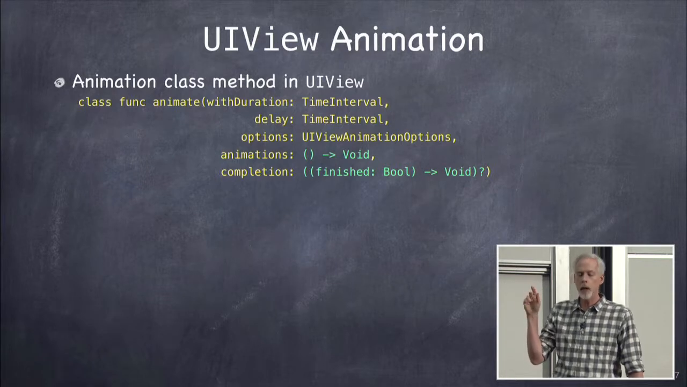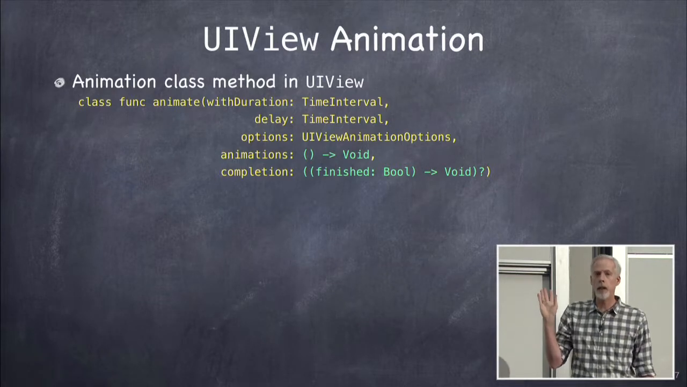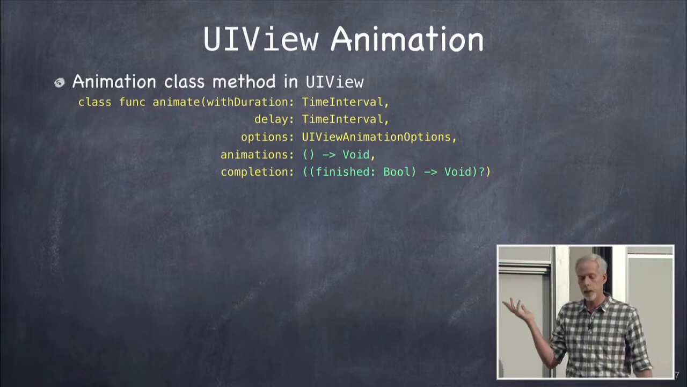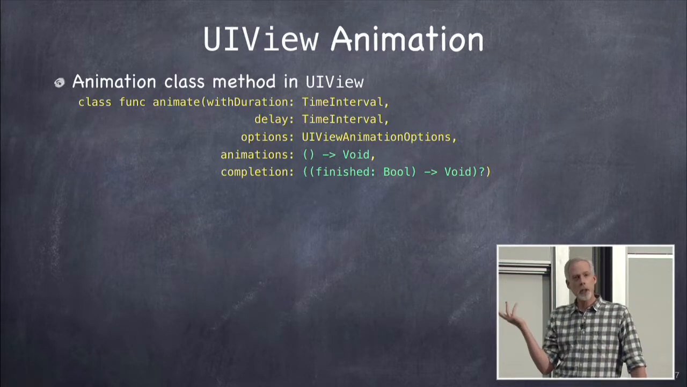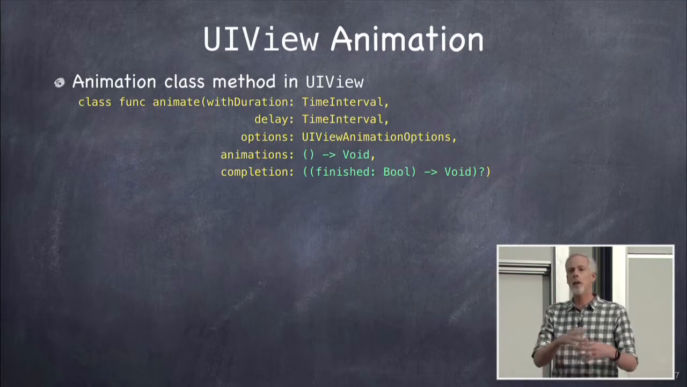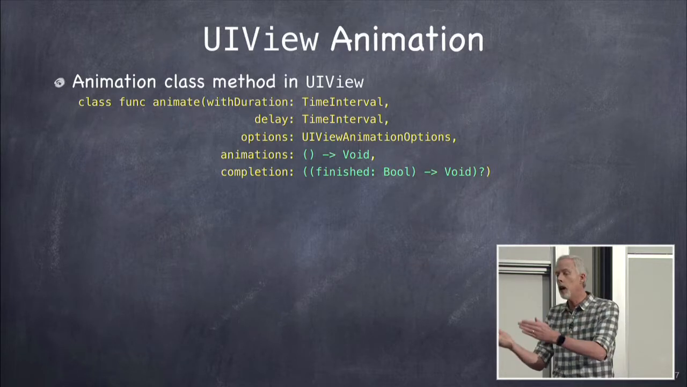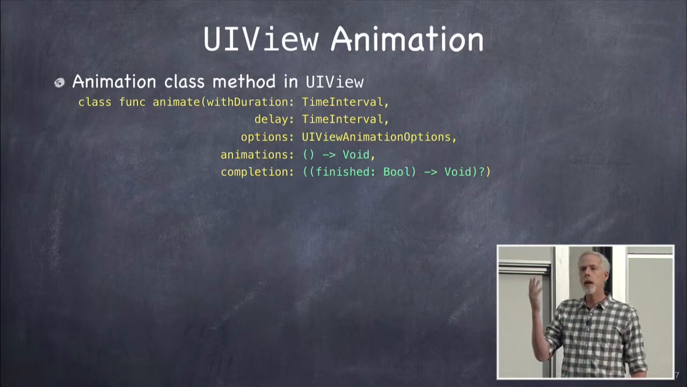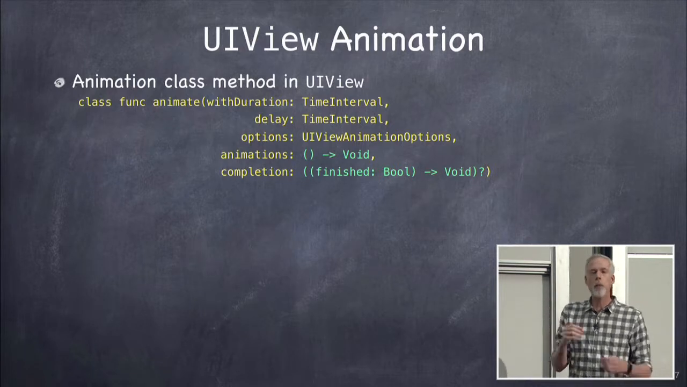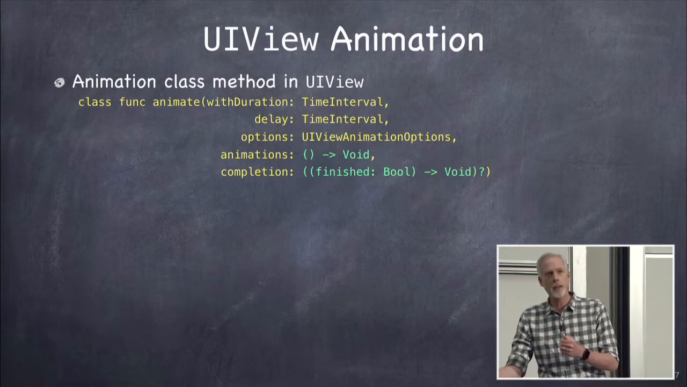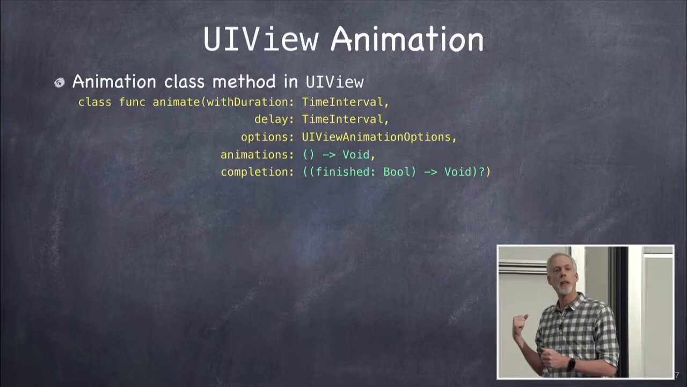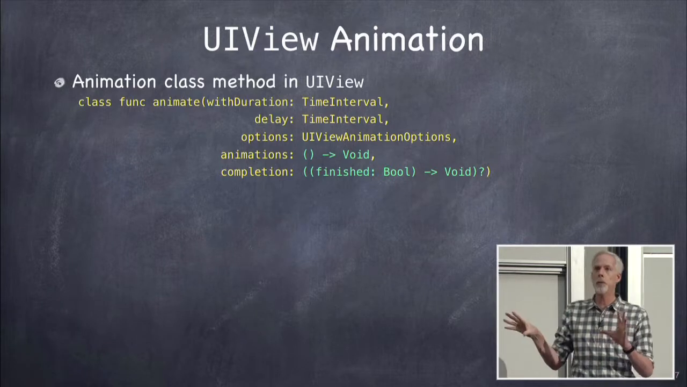You change them. By the way, it makes those changes immediately. It does not take time to change them, even though it takes time for it to appear on screen. And then the completion block is called after the animation is done. However long your animation is going to take, when it's completely done, then this gets called. And the finished argument to that closure is whether the animation got all the way to the end. And why might it not get to the end? Some other animation might pick it up in the middle and start animating that var to somewhere else.